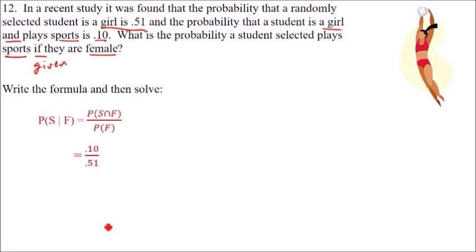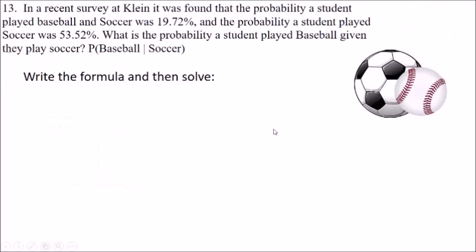So that's 0.51. So 0.10 divided by 0.51 gives us 0.19687 in the calculator. And again, we can kind of round that off and we'll get 0.20. So the probability that a randomly selected student plays sports, given they are female, is 0.20. So if we know they're female, what is the probability that they play sports? That's 0.20.